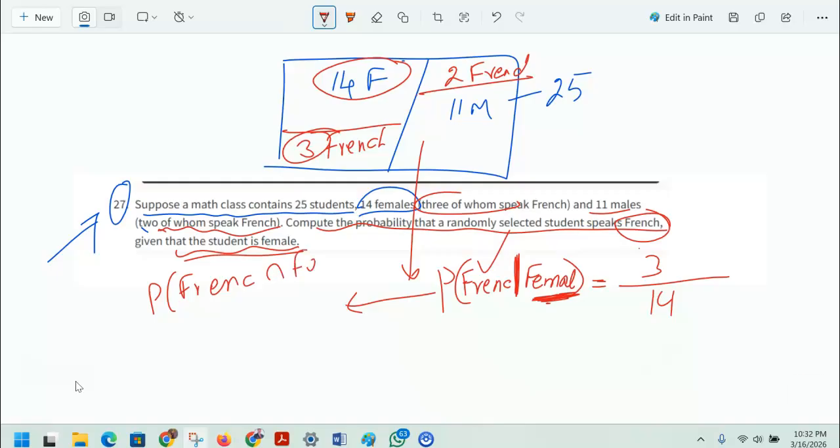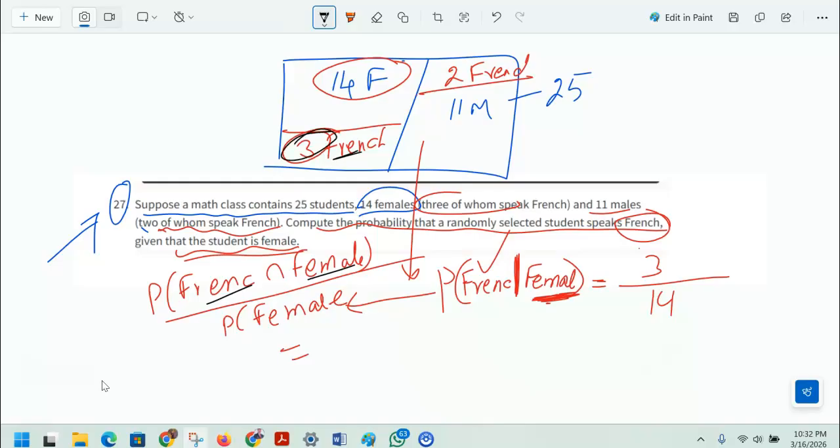Or you could do the other one: you say French and female, divided by probability of female. This is the conditional probability. So French and female is 3 out of altogether 25, and female is 14 out of 25. You can see 25 crosses out and you get 3 out of 14, and you're done.